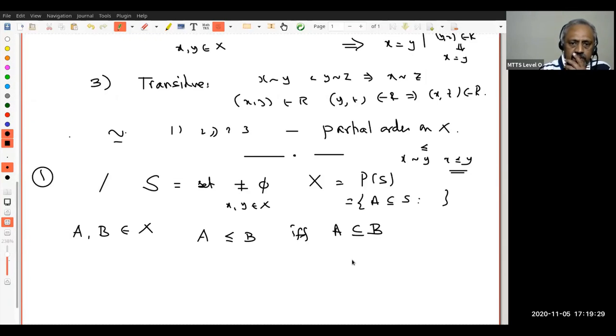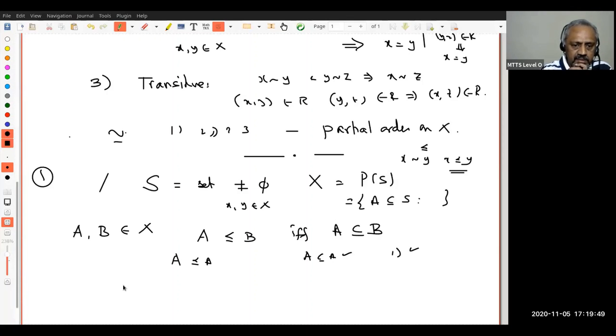Now what do I have to check? I have to check whether it satisfies all the three properties. What is the first property? Reflexivity. What does that mean? X must be related to X itself. That means A must be less than or equal to A. Is that true? Of course it is true, because A is a subset of A. So one is true.